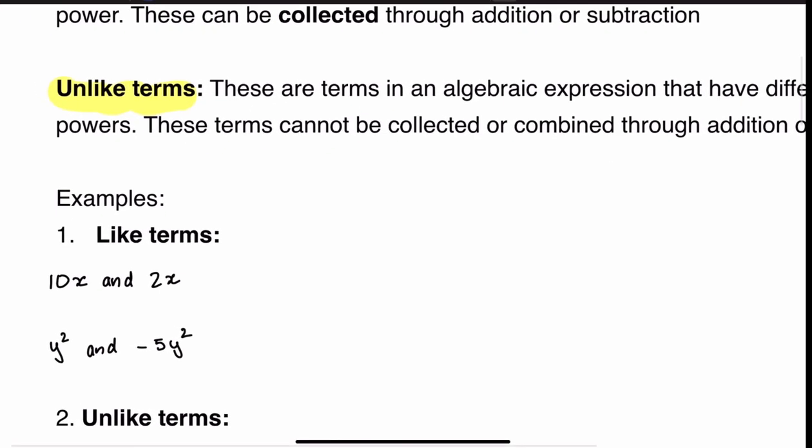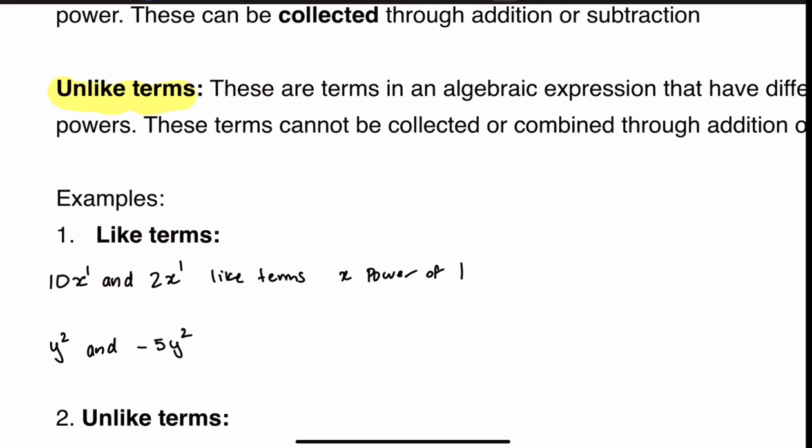So for example, for like terms, this 10x and 2x are going to be considered like terms. Why, you guys may be asking? Because look, 10x is to the power of 1 and 2x is to the power of 1. So the x's, since they're both to the power of 1, they're like terms. It's not like 2x squared, which is to the power of x squared, because that would not be considered like terms. And I'll show you down below why that is unlike terms.